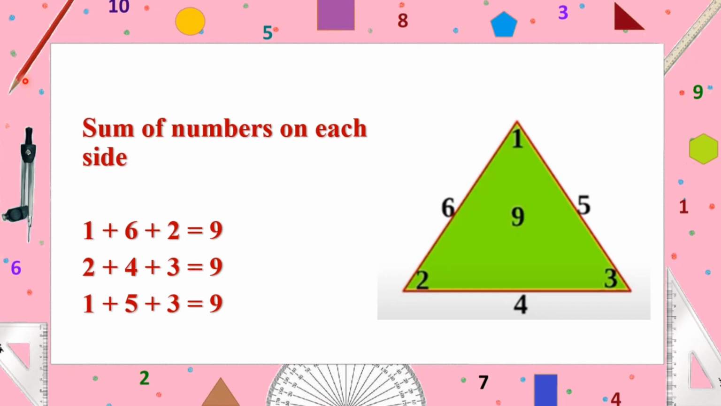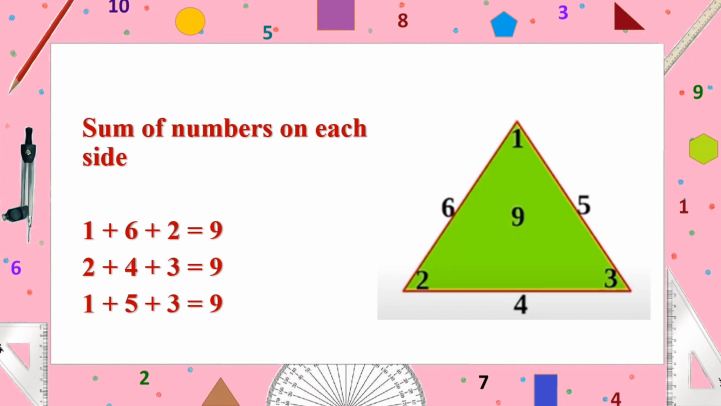So how did we arrange the numbers? We wrote 1, 2 and 3 at its corners and 4, 5, 6 on its sides. That means consecutive numbers 1, 2, 3 are written on its corners and 4, 5, 6 are written on its sides.